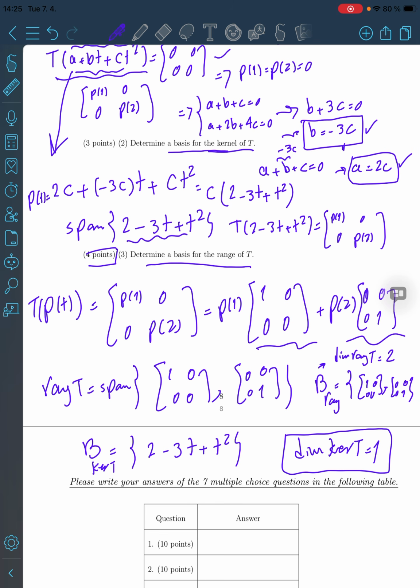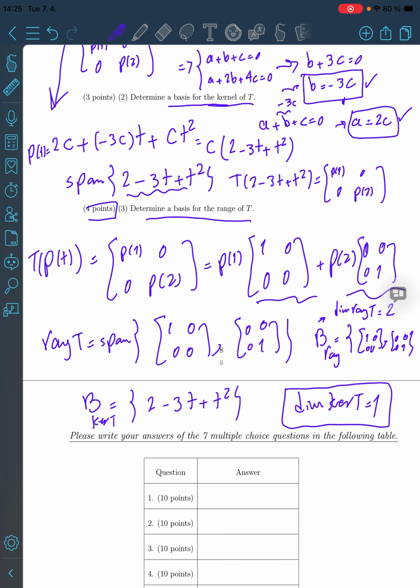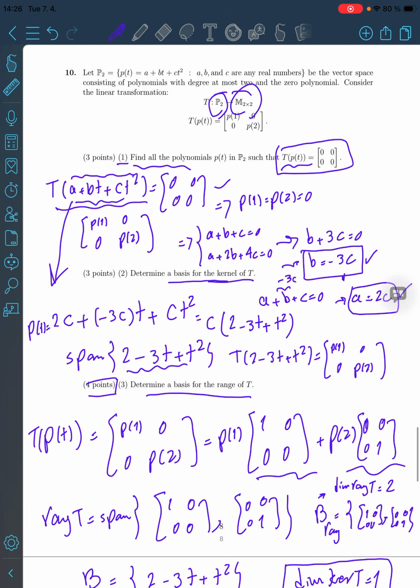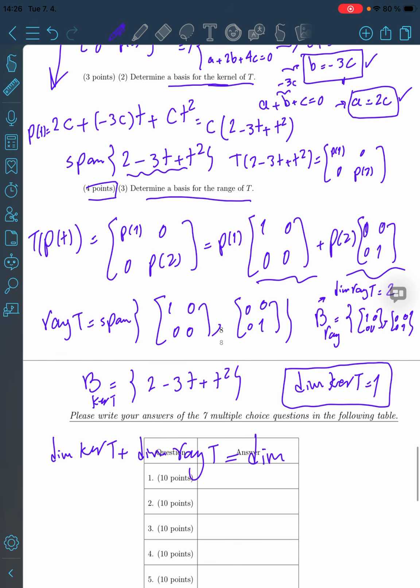There is actually a generalized version of the rank theorem: the dimension of the kernel of T plus the dimension of the range of T is equal to the dimension of the domain. Here the domain is P2, and the dimension of P2 is equal to 3. The dimension of the kernel is 1, the dimension of the range is 2, and therefore you can see that your answer is correct.